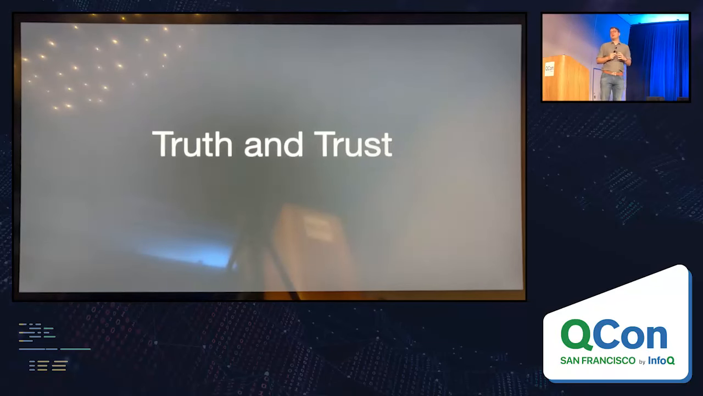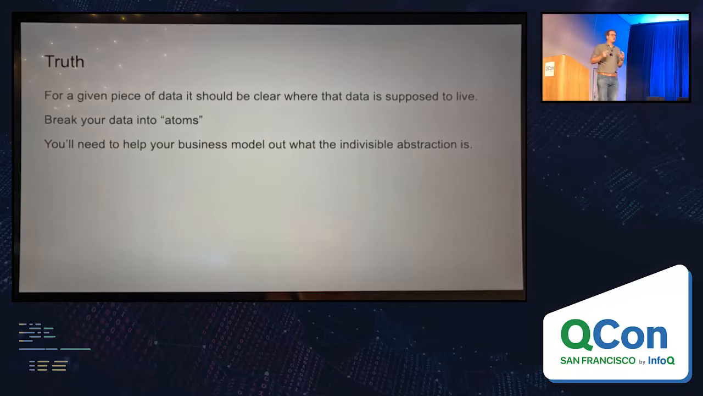The next big principle that we were going to talk about today is truth and trust. So, in a multi-region deployment, you need to have a firm answer on what the source of truth is for a particular piece of data. That is generally true. That's not just a multi-region concept. That's a good thing. You should probably know where your data is supposed to be. However, in multi-region, I think it's very important to separate that which can be divided from that which cannot.